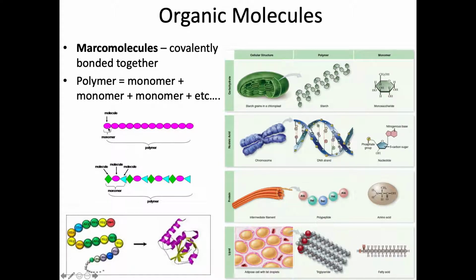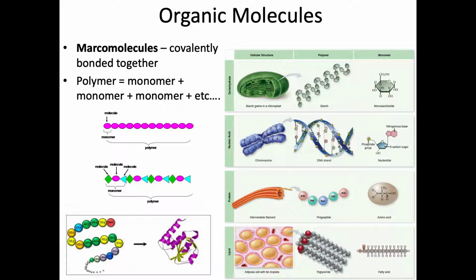These monomers can be identical to each other, or these subunits can be similar to each other. They don't have to be exactly the same. A really good example of where monomers aren't exactly the same is amino acids. You have 20 different amino acids, and these 20 different amino acids come together in a particular sequence to form a polymer called a polypeptide, and then these polypeptides come together to form a protein.